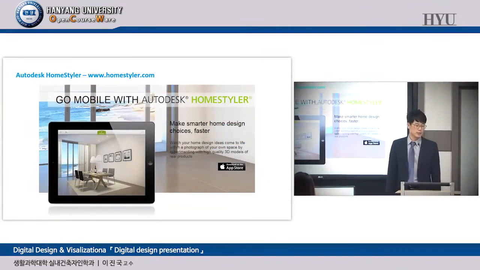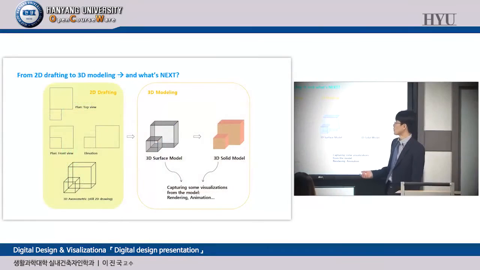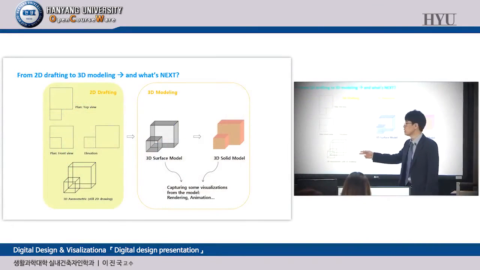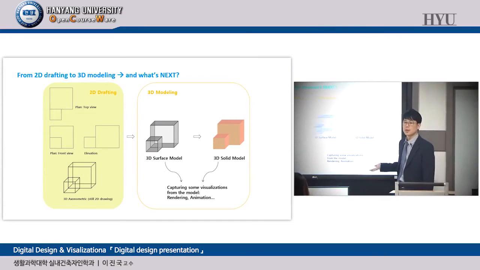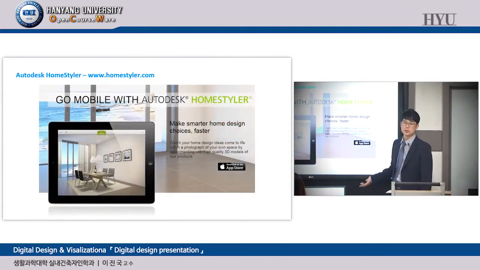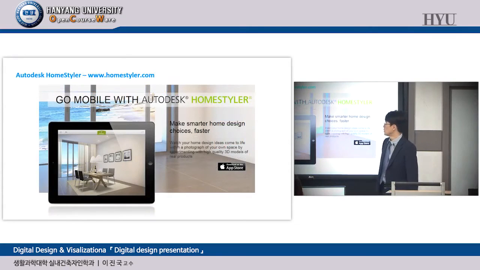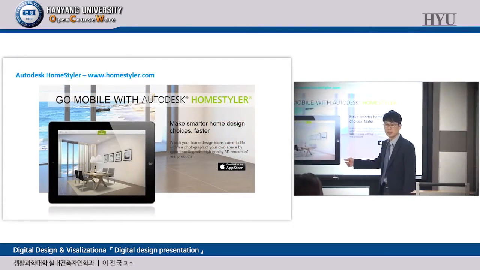What's next? I told you, you know what is next. 2D drafting, surface model, solid model. You know what's next. Parametric model and building information model. That's the most advanced one. So why do I show you this one?